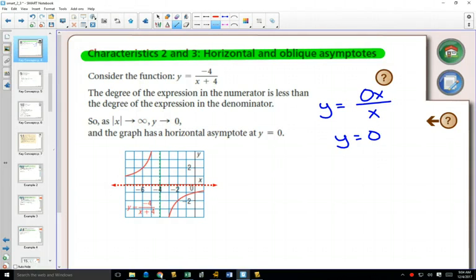From characteristic number 1, can you see that negative 4 is a non-permissible value? And for this graph, that would mean that we would have a vertical asymptote at x equals negative 4. You would plug in some points and find those sections, and you'd be able to graph that.